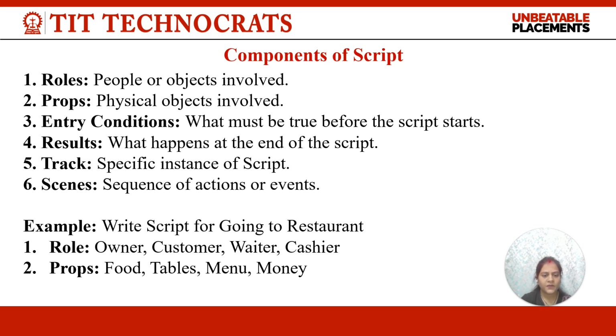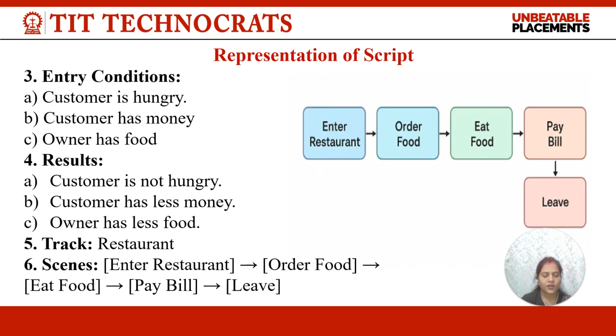For example, we need to write a script for going to a restaurant. Let's see how it works. So, who will play all these roles? Owner, customer, waiter, and cashier. Props will be food, tables, menu, money. Entry conditions: there will be three entry conditions. Customer is hungry, customer has money, owner has food.